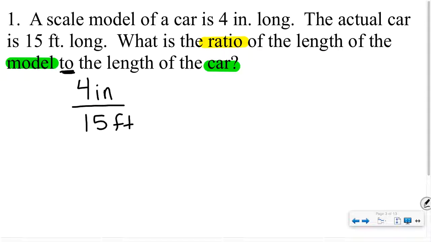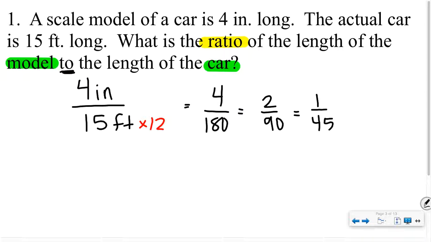So I need to convert these to either feet or to inches. Usually it's easier to go to the smaller unit. What's smaller, a foot or an inch? Inch. So I'm going to convert my feet to inches. So 15 times 12. 12 inches in 1 foot. So then this becomes 4 over 180. Once they're in the same unit of measure, then you look to simplify. 2 over 90. Then break down 2 over 90, Remy. Oh, and then 1 over 45. And then 1 over 45, good. I can't do any more. 1 over 45 is the simplest I can write that fraction.